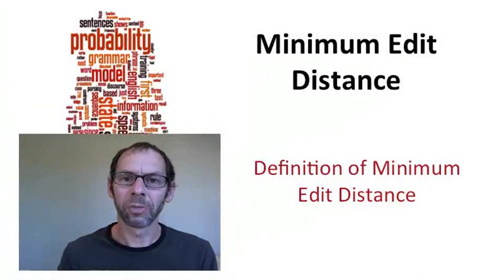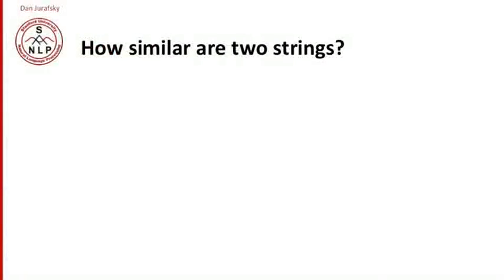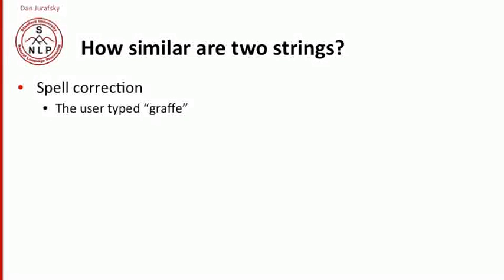Let's begin our discussion of minimum edit distance by defining minimum edit distance. Minimum edit distance is a way of solving the problem of string similarity. How similar are two strings? So let's pick a particular example, spell correction. The user typed G-R-A-F-F-E. What do they really mean?